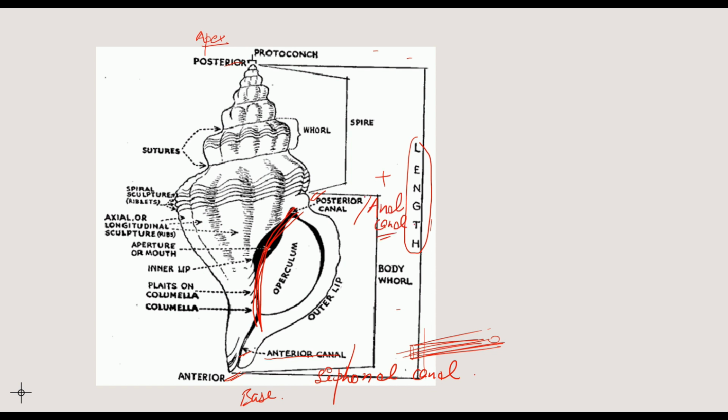Why do we call it the anal canal? Because here the anus is situated at the posterior end, that's why it is known as the anal canal. So guys, what is the use of these canals? What is the function of the anal canal and the siphonal canal?